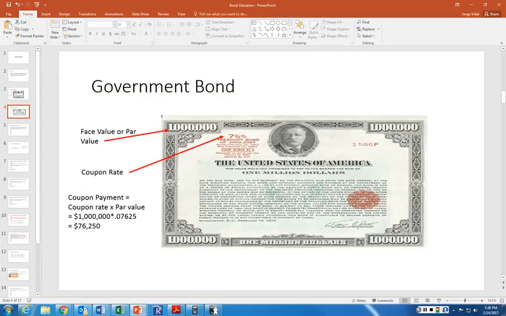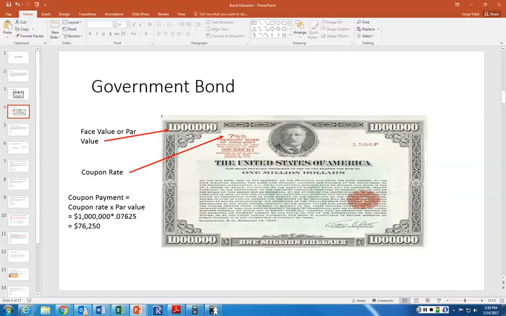This is a government bond, face value 1 million, the coupon rate 7.625%. So the coupon payment will be the par value, which is 1 million, times the coupon rate, which is 0.07625. 5/8 is 625. So the coupon payment will be 76,250. So this is a bond with a very large coupon payment, but also the face value is very large. This is likely to be a very expensive bond.